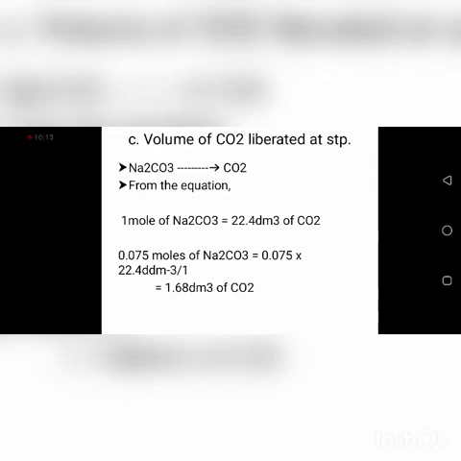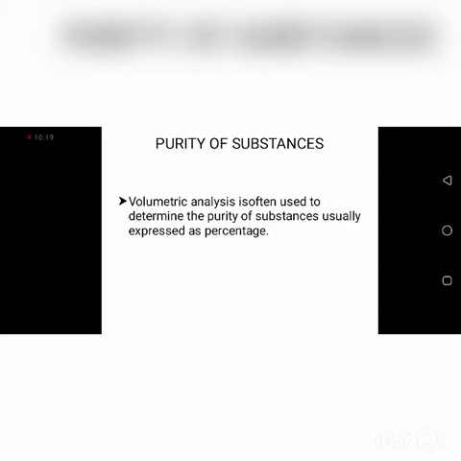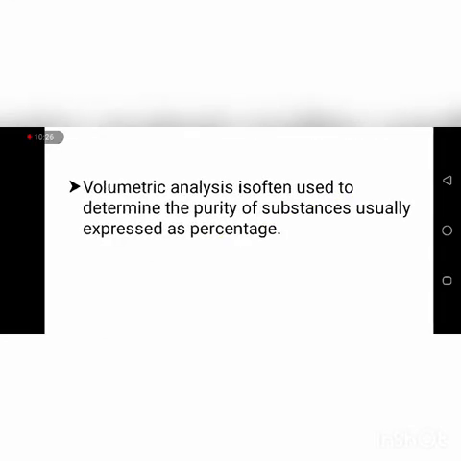That's a simple question and an illustration on how to go about calculation in volumetric analysis. Now, let us look at calculation under purity of substances. Volumetric analysis is often used to determine the purity of substances, usually expressed as percentage. I've told you initially that we use volumetric analysis to determine if a substance is pure or impure. But you must put at the back of your mind, when a reaction occurs, you are only working with a pure substance. The reaction of acid with base are pure.